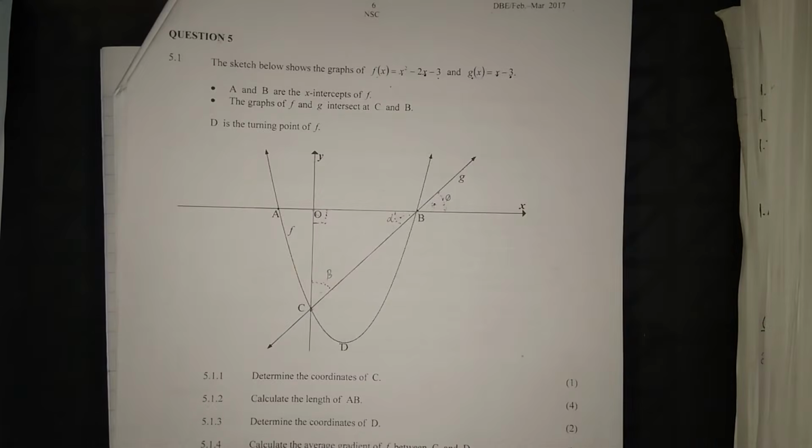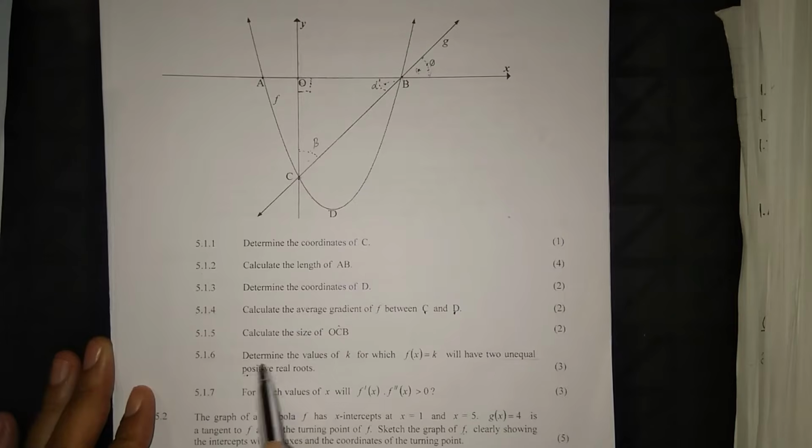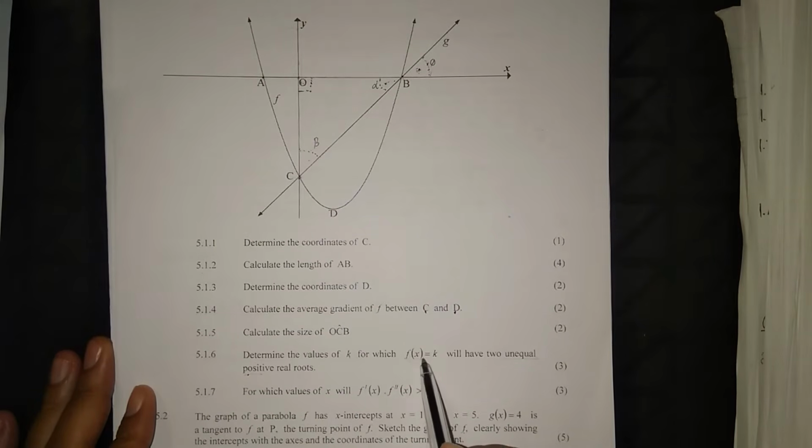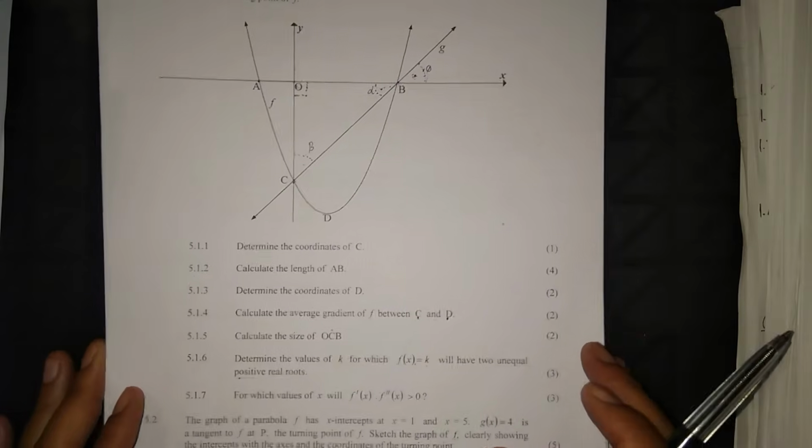5.1.6. Let's see. Determine the values of k for which f of x is equal to k will have two unequal positive real roots.